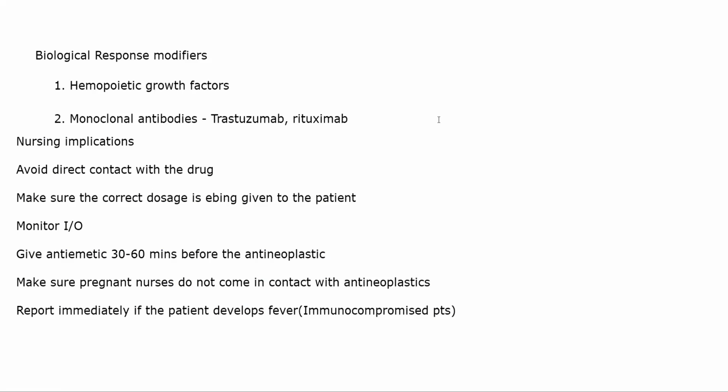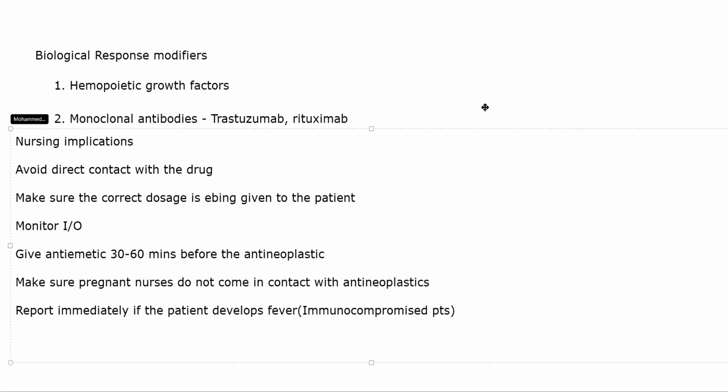with fever. If you have a patient who is having fever, immediately report it because the patient is immunocompromised. Make sure that they are in aseptic conditions. Make sure pregnant nurses are not coming in contact with antineoplastics. Make sure to give an antiemetic. Okay, make sure correct dosage is being given. Okay, and avoid direct contact with the drug. So those are the nursing implications of antineoplastics. And with that, we have completed cancer pharmacology.